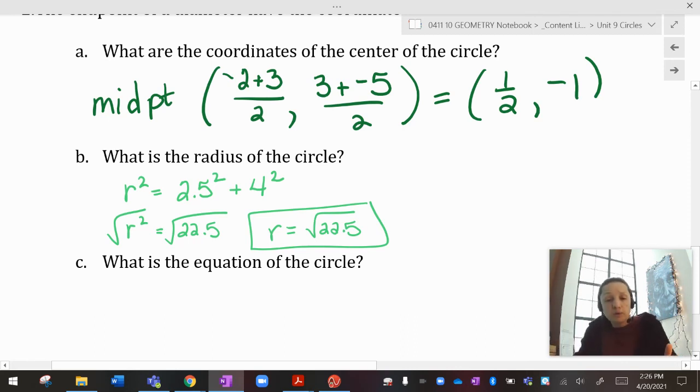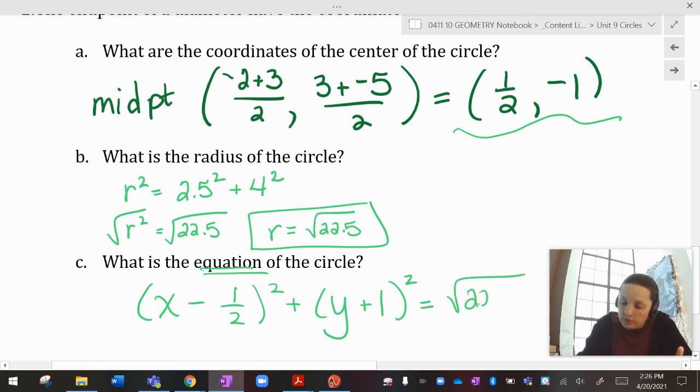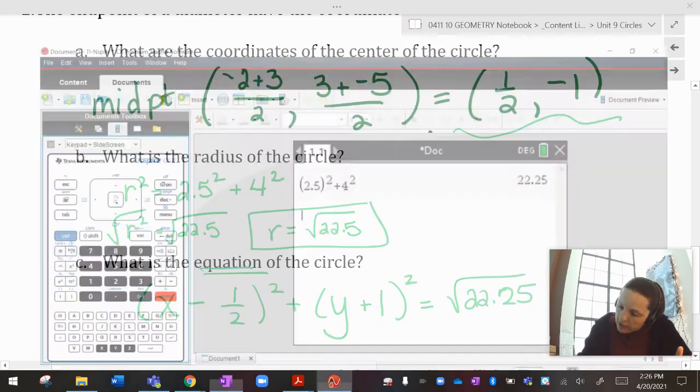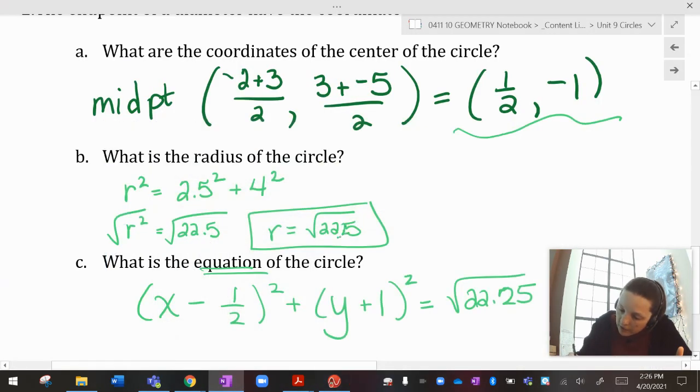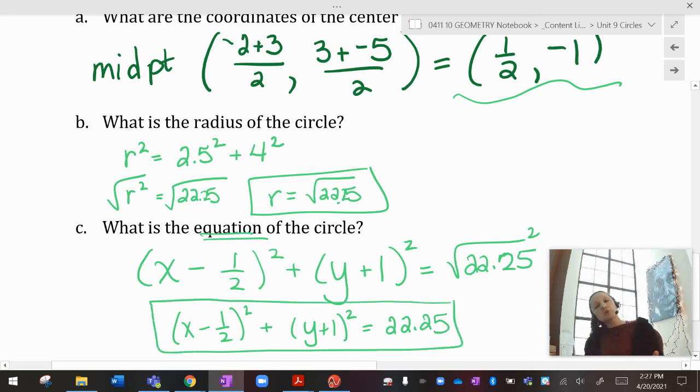And now if I want to figure out the equation of the circle, I'm going to negate the center and square everything. x minus 1/2, y plus 1, square root of 22.25. I think I forgot a digit, didn't I? I did, 22.25, squared, which really makes it x minus 1/2 squared plus y plus 1 squared equals 22.25, because when you square a square root, it just disappears. That's it. That's all I got.